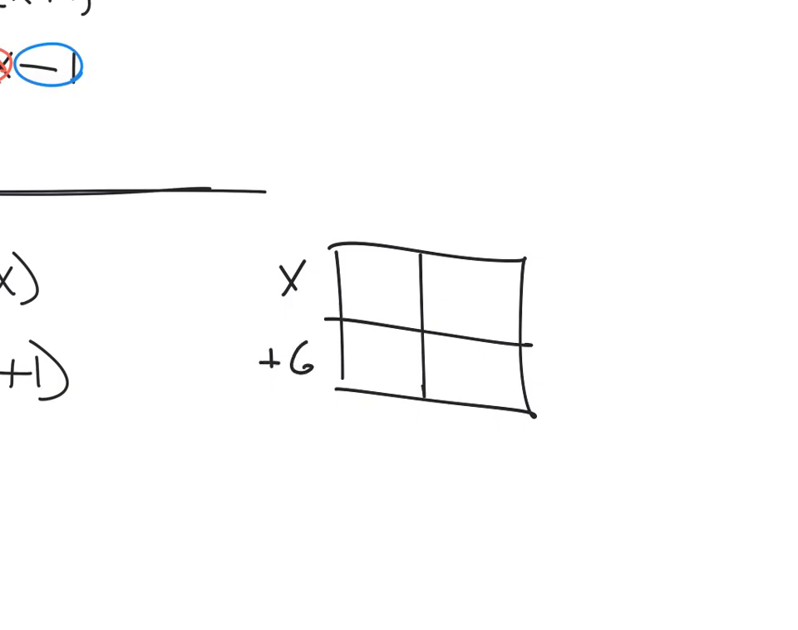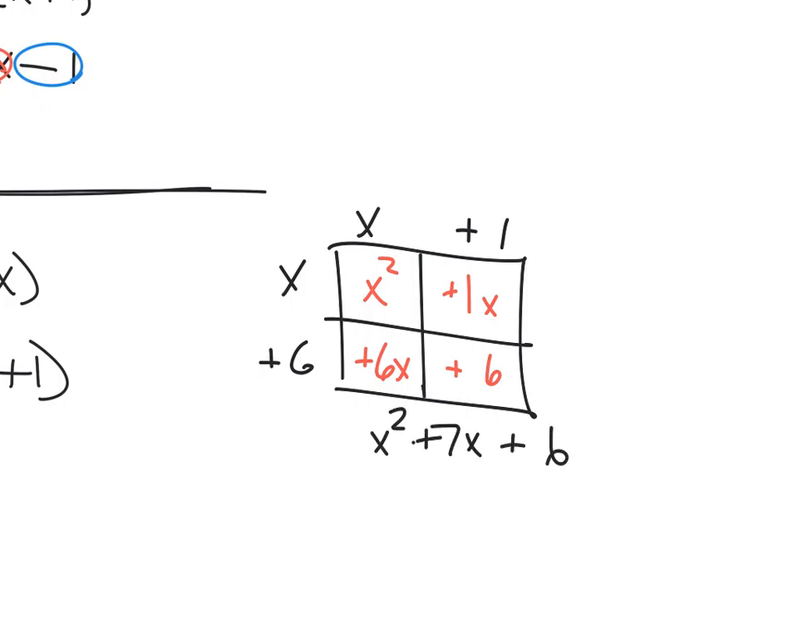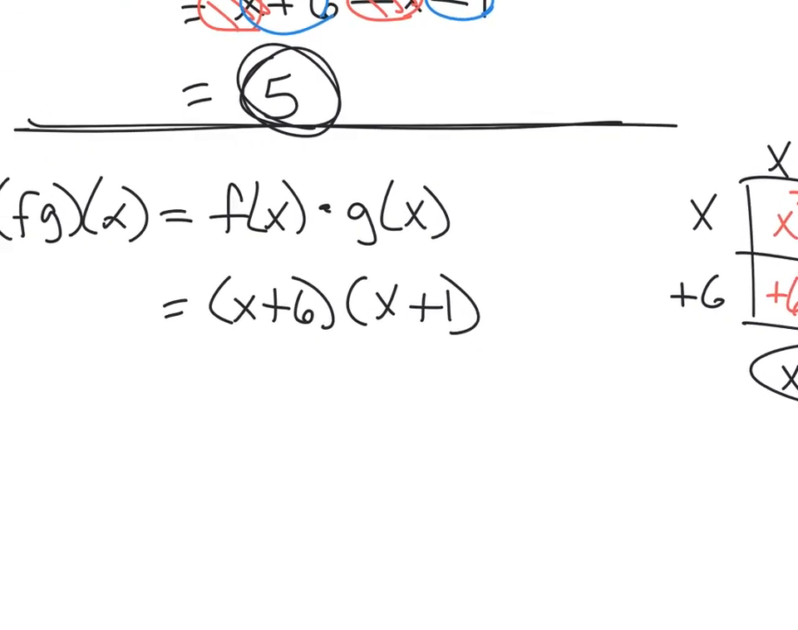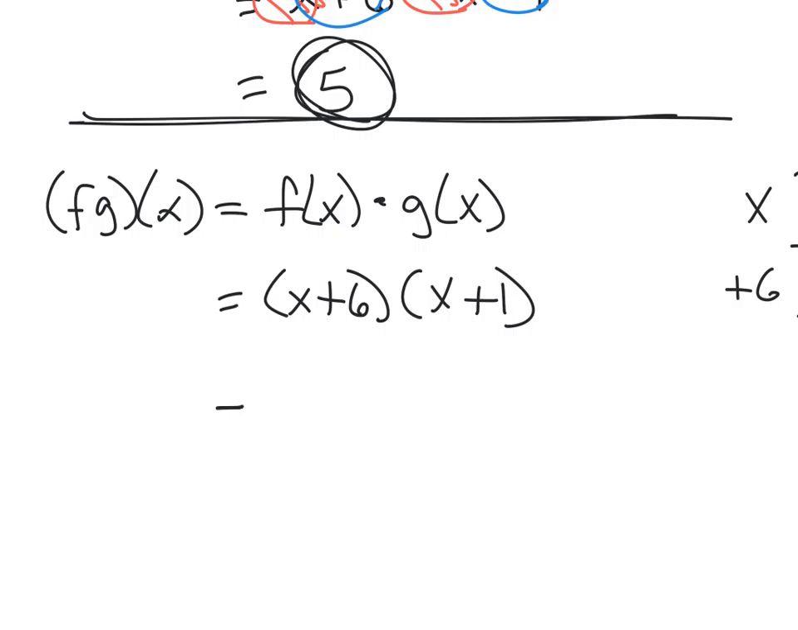x plus 6, x plus 1. So you get x squared plus 1x plus 6x plus 6. So your answer is x squared plus 7x plus 6. And that is your answer.